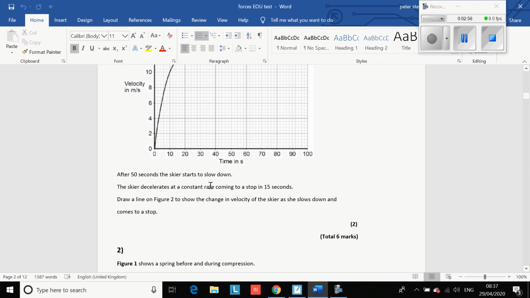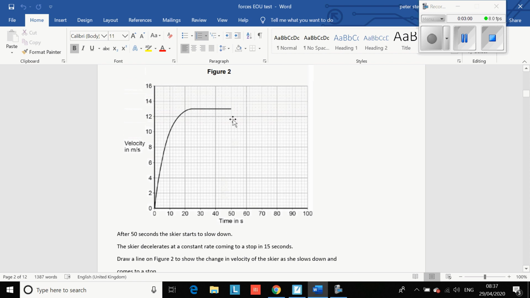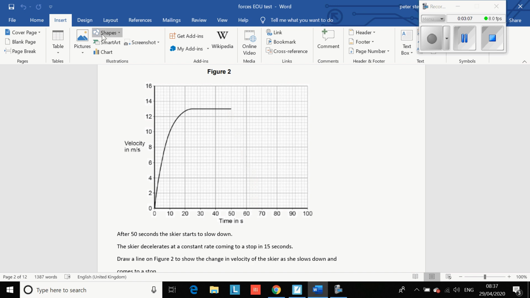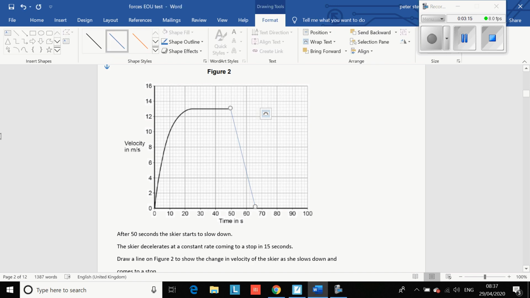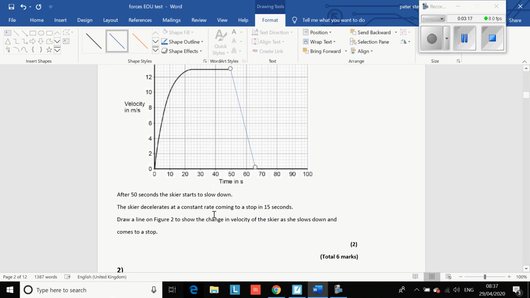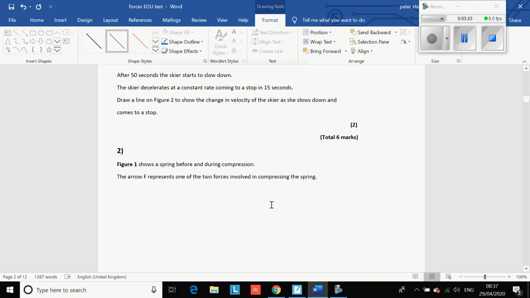Constant rate, straight line. So essentially, you should have just drawn a straight line down like that. So if you were actually drawing this, it would have been something along the lines of that. Okay, so you should have something like that in your book, and it's got to be 65. And that would get you 2 marks. So total of 6 for the first question. Tot up your marks and give yourself a score.